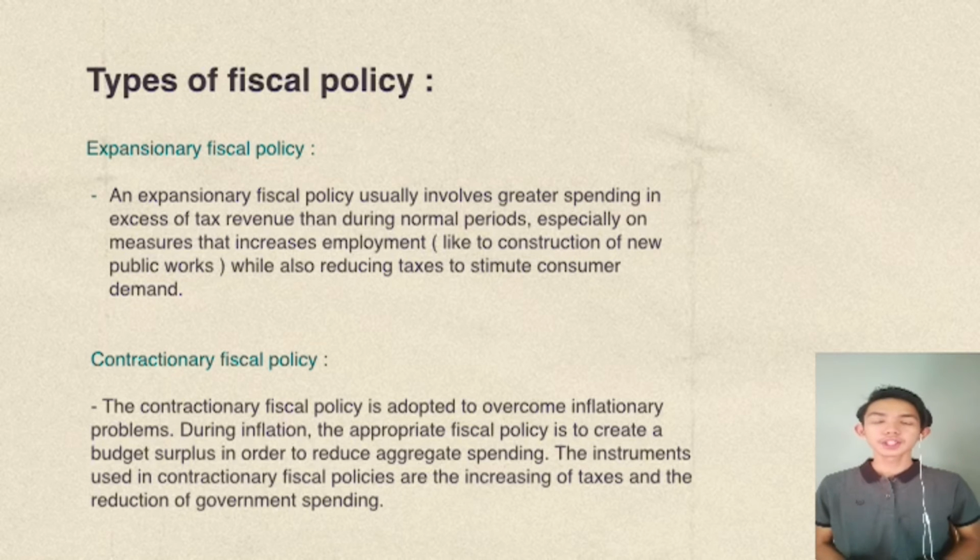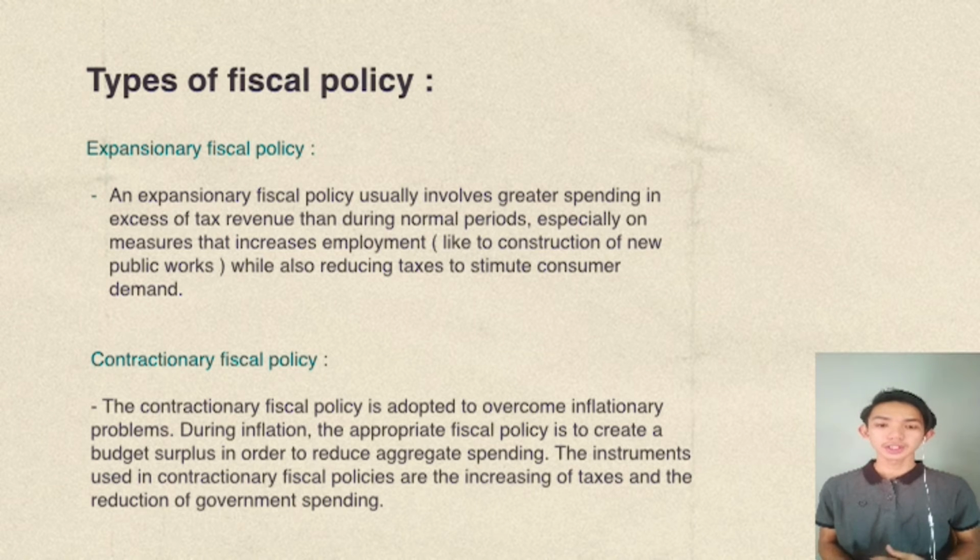Types of fiscal policy. First, expansionary fiscal policy. Government may support an expansionary fiscal policy in order to promote growth during an economic downturn. An expansionary fiscal policy usually involves greater spending in excess of revenue than during normal periods, especially on measures to increase employment, like the construction of public works, while also reducing tax to stimulate consumer demand.